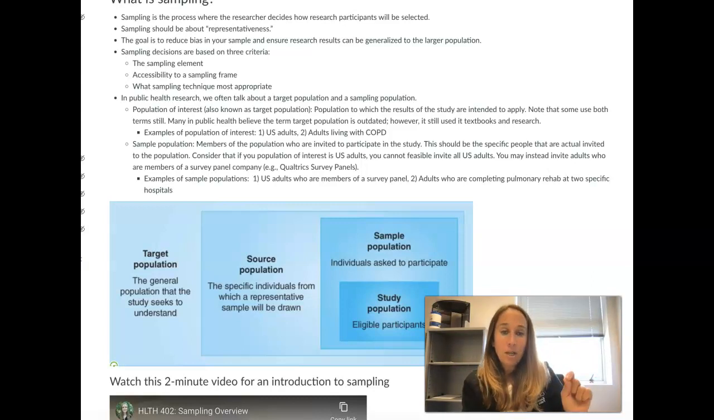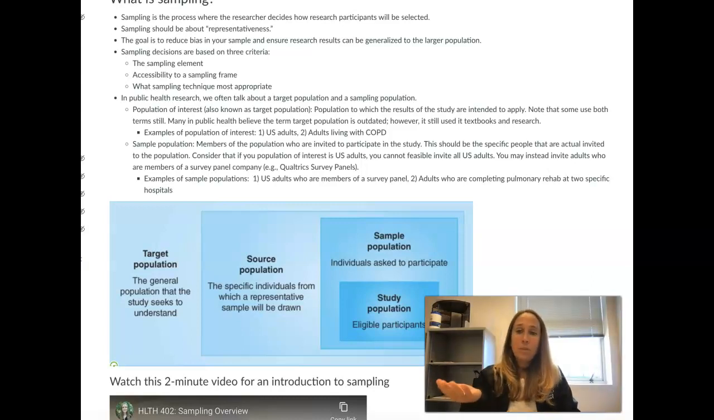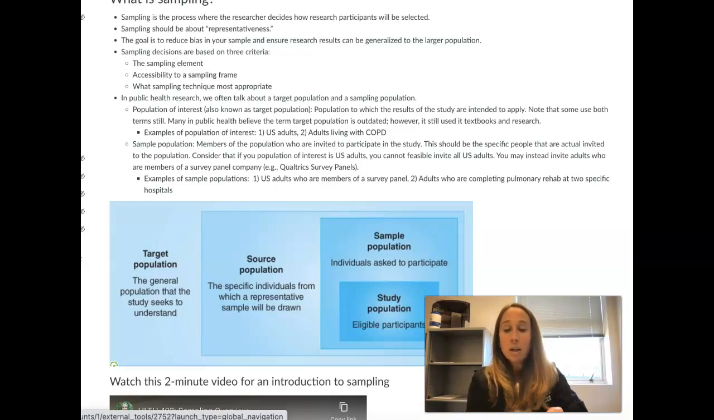My sample population is different from that. My sample population, these are the individuals that I'm actually going to reach out to and ask to participate in my study. So if my population of interest is young adults between the ages of 18 and let's say 25, then my sample population might be students that attend Cal State universities. Maybe that's my approach to trying to recruit people. I'm going to try and reach out to all of the students that attend the Cal State universities across the state. So that's the difference between your target population, or your population of interest, and your sample population.